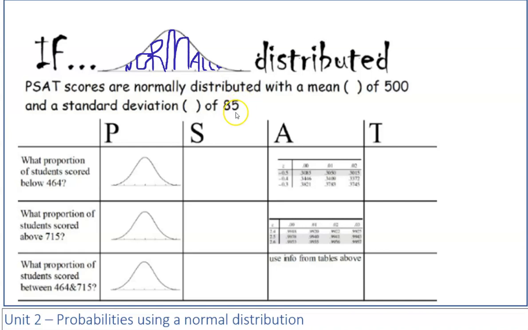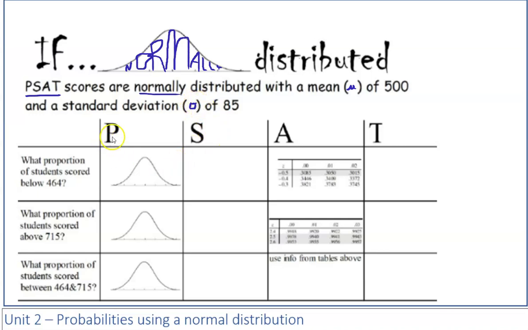Okay, but if it's normally distributed, and let's say that PSAT scores are normally distributed, so when we see that, we kind of know we can move ahead with this little model that I'm about to show you. And let's say they have a mean, that's mu, of 500, and a standard deviation of 85.